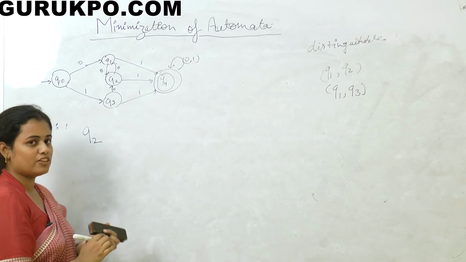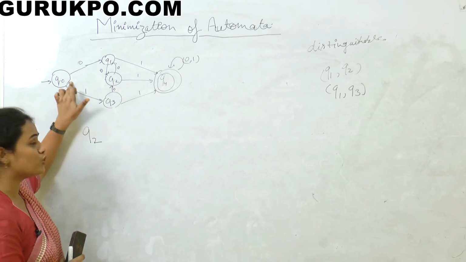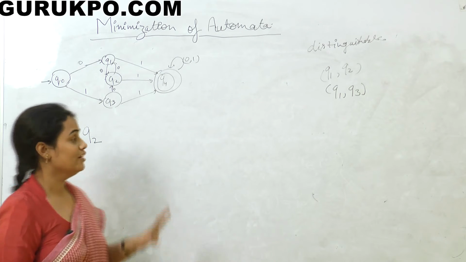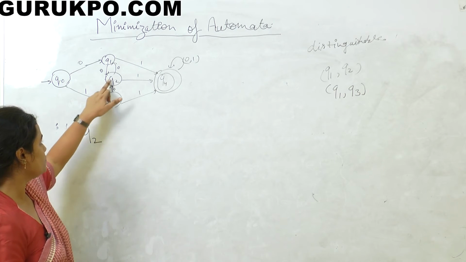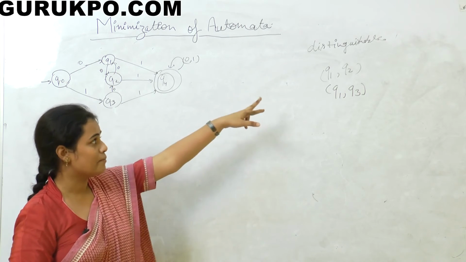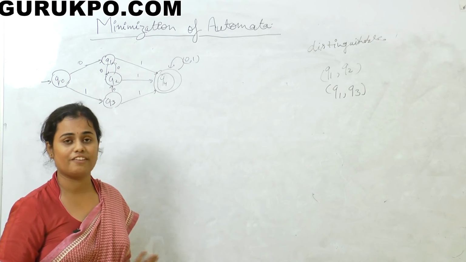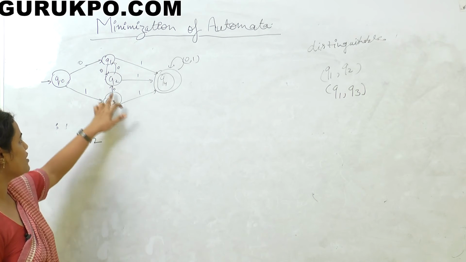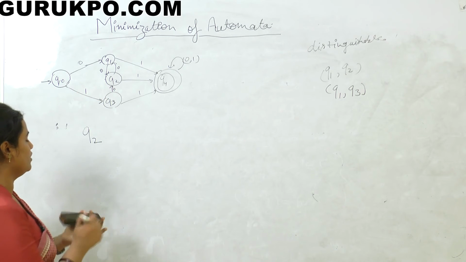First of all, we will check Q2 and Q0. We already have checked that Q0 can't be merged with anyone. Now Q2, will we check with Q1? Q1, Q2 can be merged. It is very clear that they are indistinguishable. We don't need to check this pair again. Now we will check for Q2 and Q3.